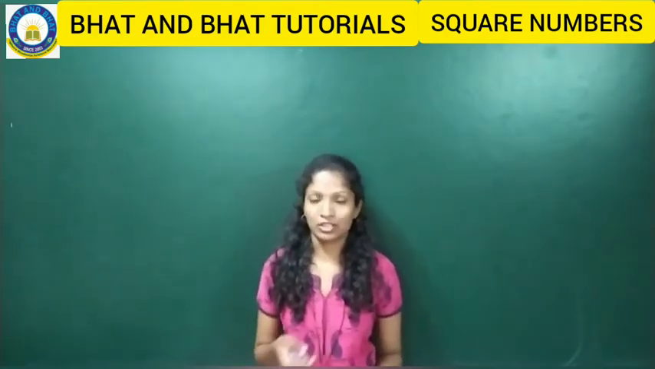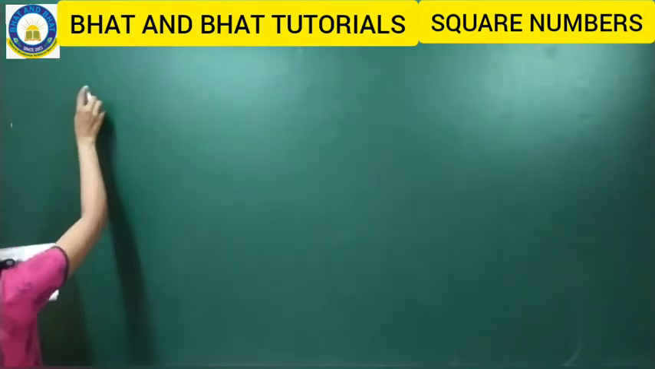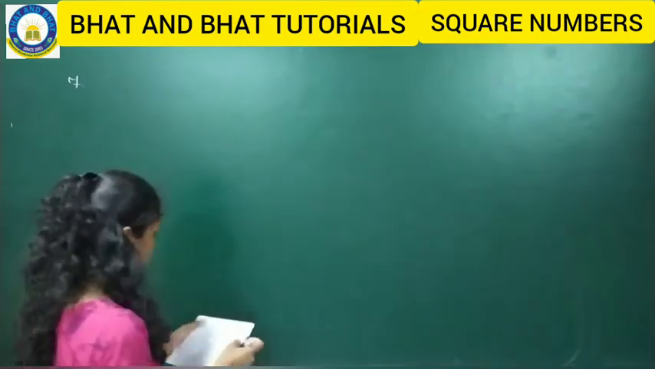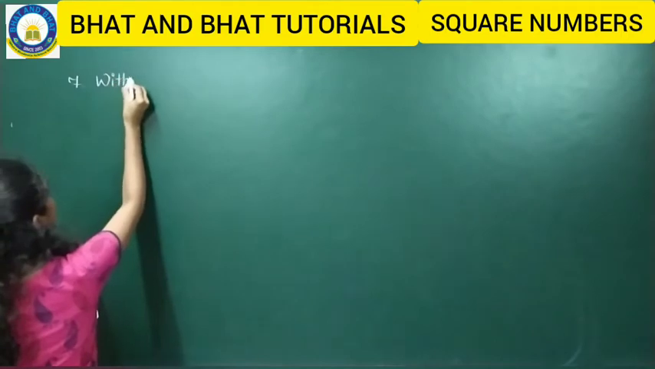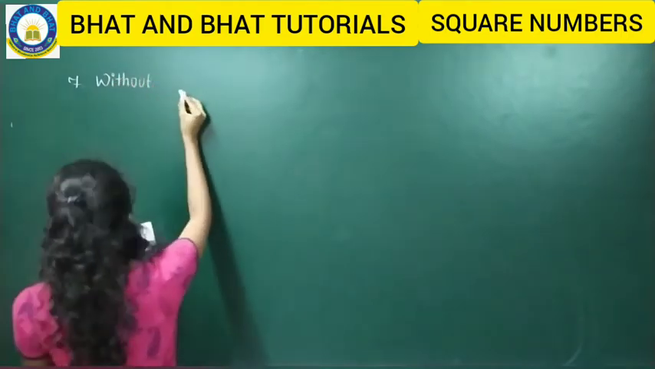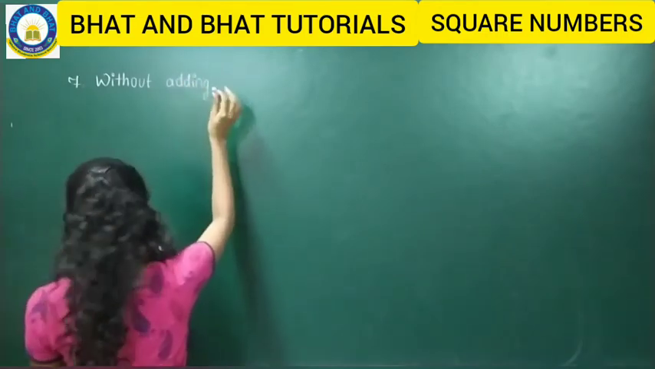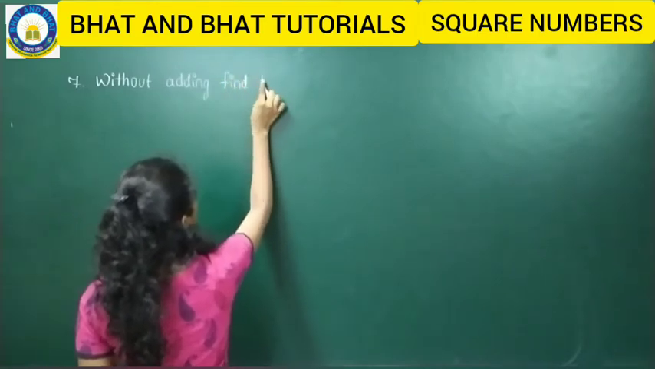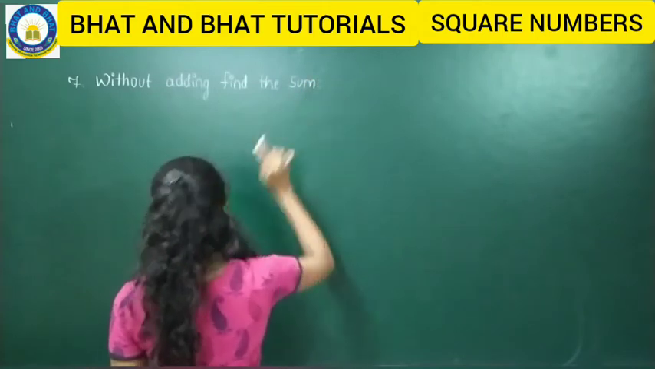That is where we will be solving the exercise problems of square numbers. So come, let's solve. This is your seventh question in exercise 1.1. Without adding, take down the question along with me. Without adding, find the sum. So this is your question.